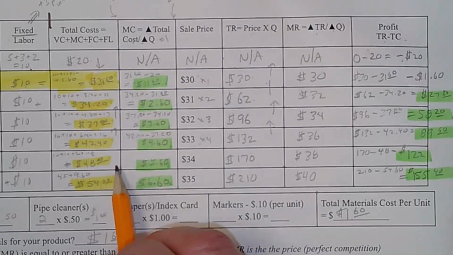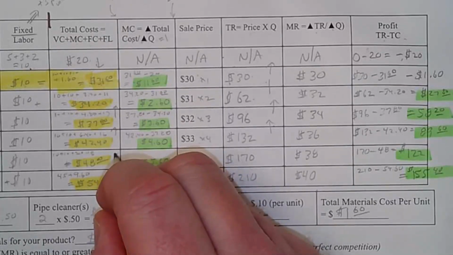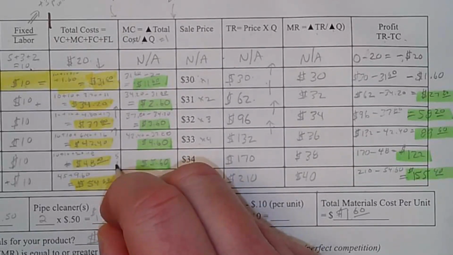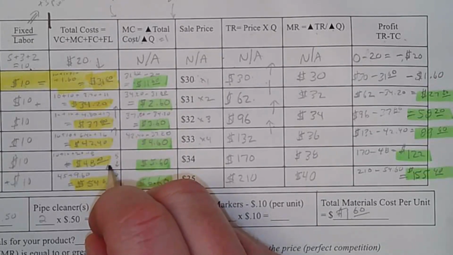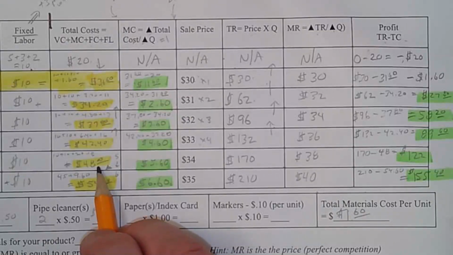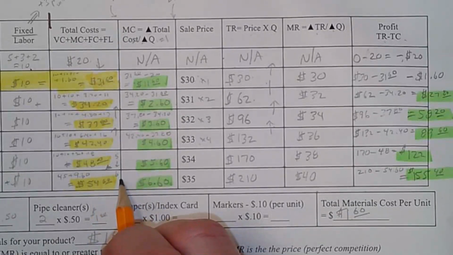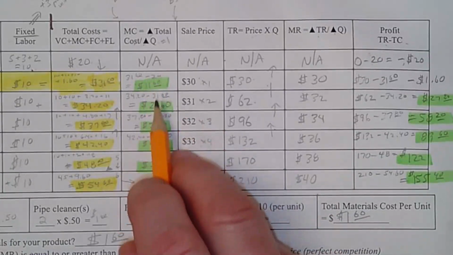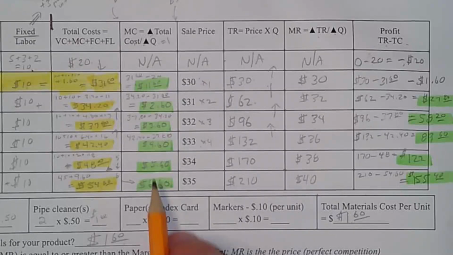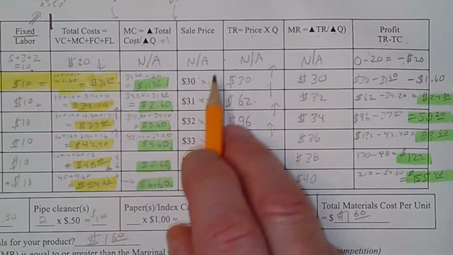So even on the last one, when I go from producing 5 units to 6 units, my change is going to be 54.60 minus 48, which is 6.60. So now that I have all my marginal costs done, pause the video and take a minute to do all those. Now we're going to make sales.